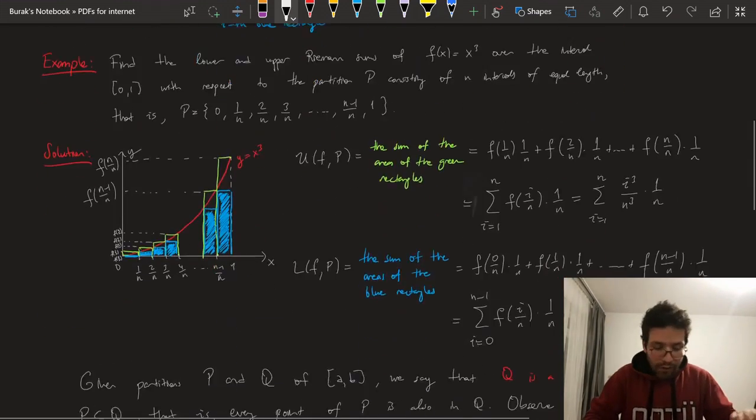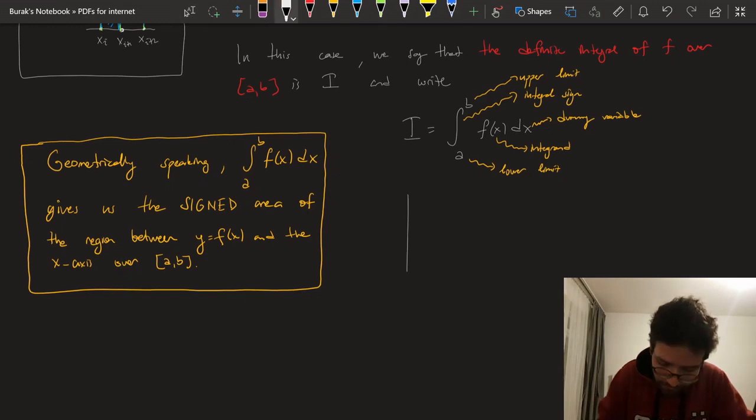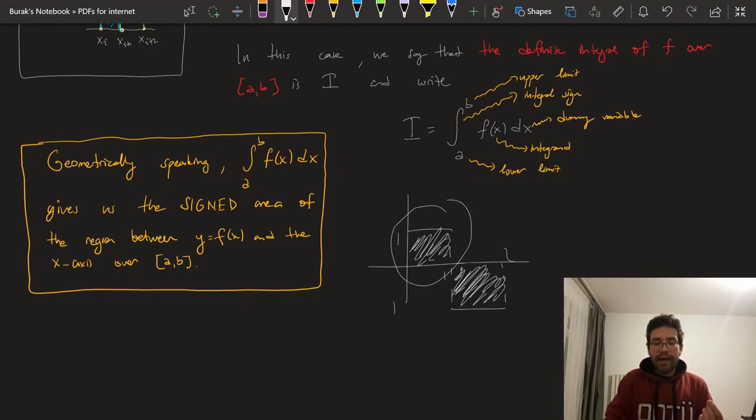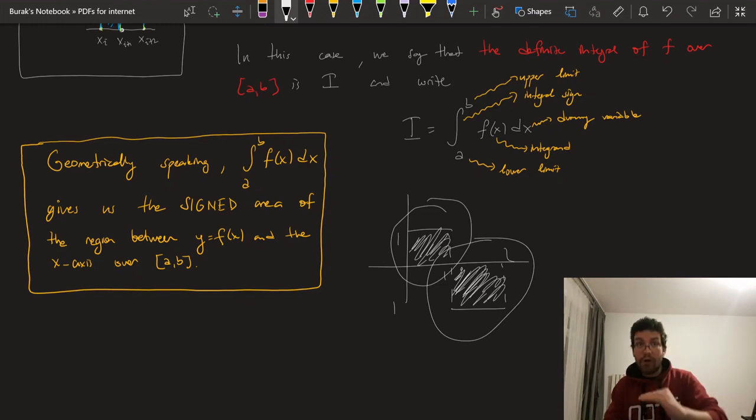Okay, so what that means is, for example, pretend that this is 1, 1, 2, 1. The signed area of this region would be 0. The reason is these squares are exactly the same. They have area 1, but because I'm interested in signed area, I count this as having signed area plus 1, and I count this as having signed area minus 1 because it's below the x-axis.